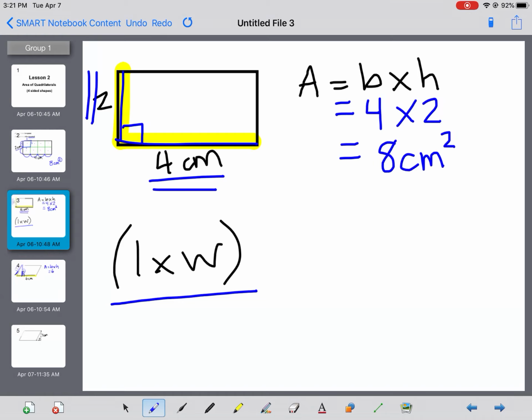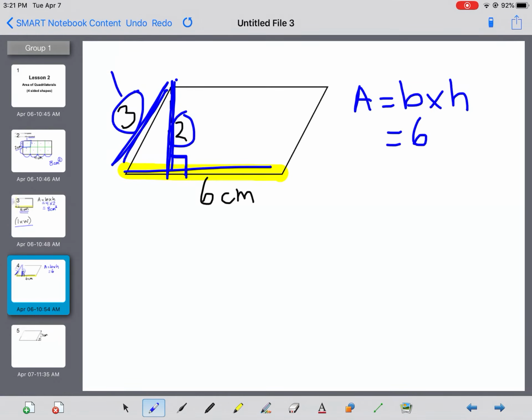So if you look back to our rectangle, you'll notice our base and our height make a right angle. So do not think that this is the height. It is not the height. 2 would be the height of this parallelogram. So we come 6 times 2, we've got 12. I did centimeters again, centimeters squared as our area.